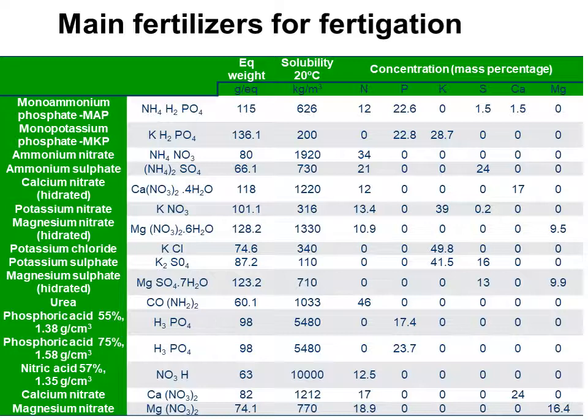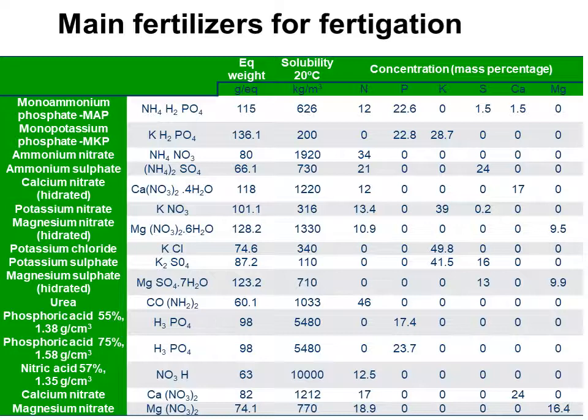Okay, here we have a list with the main fertilizers used for fertigation. You see monoammonium phosphate. So we have complex fertilizers like monoammonium phosphate or monopotassium phosphate. In the first, we have phosphorus and nitrogen. The second has potassium and phosphorus.